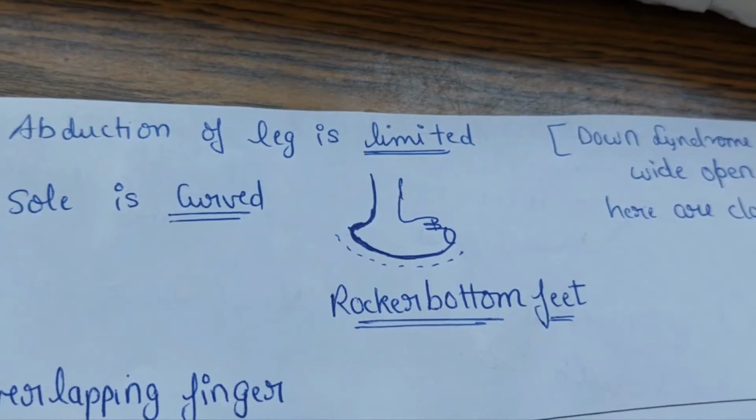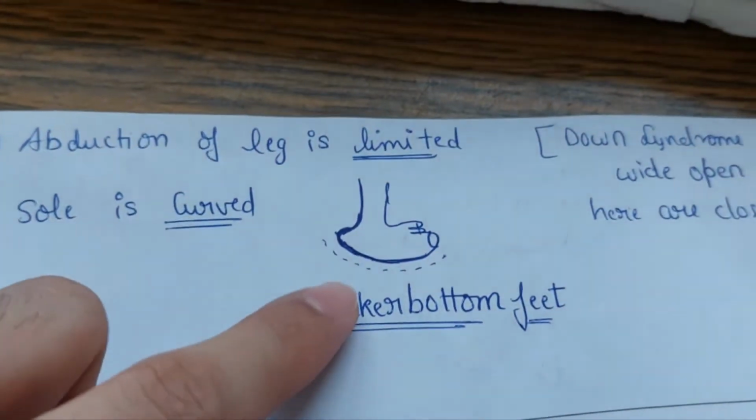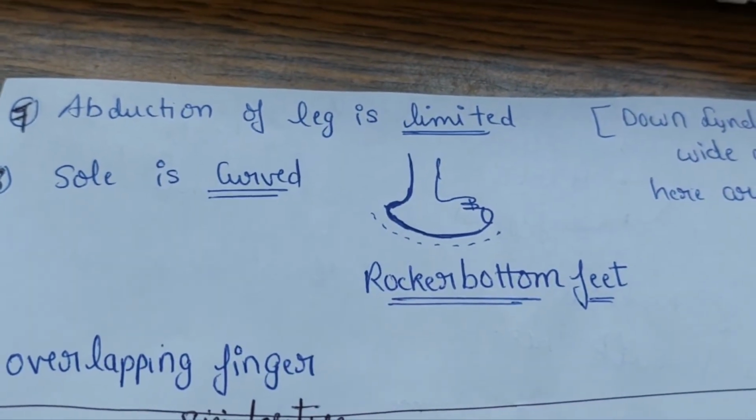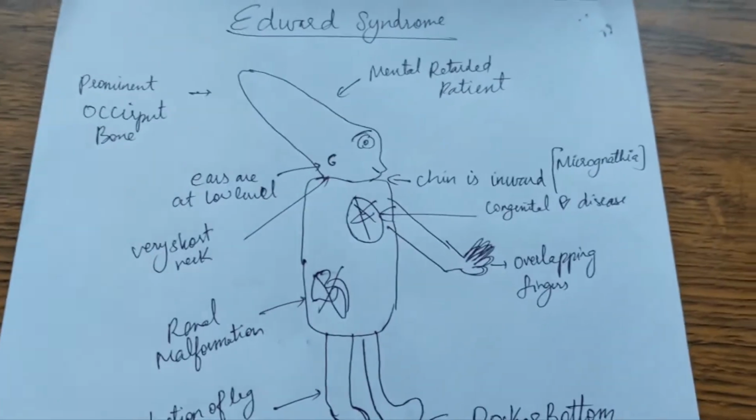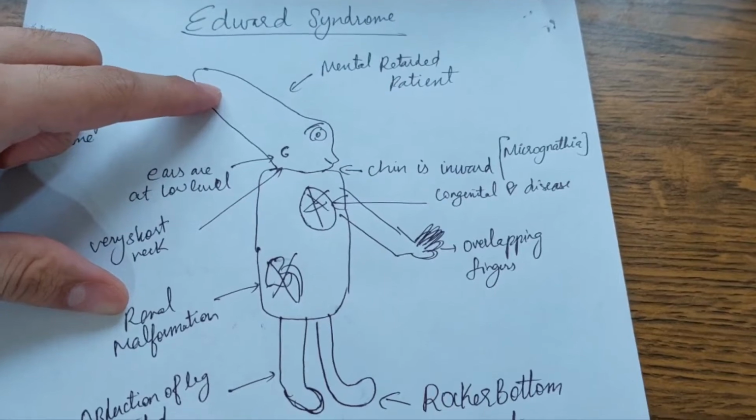The abduction of their legs is limited, that is, the legs are close to their body, whereas we remember in Down syndrome the patient had hypotonia, so his legs were spread. And the special feature is that the sole of the foot is curved, and that is called rocker bottom feet, and they have overlapping fingers.